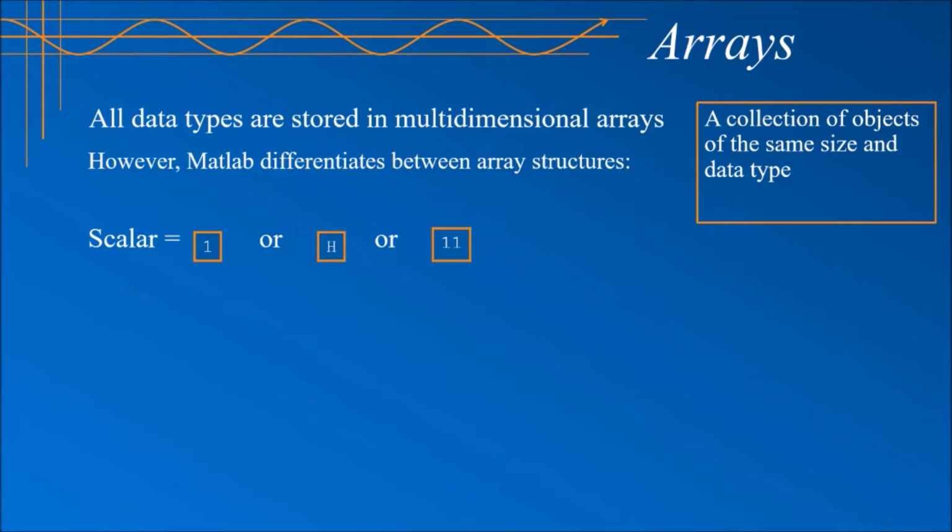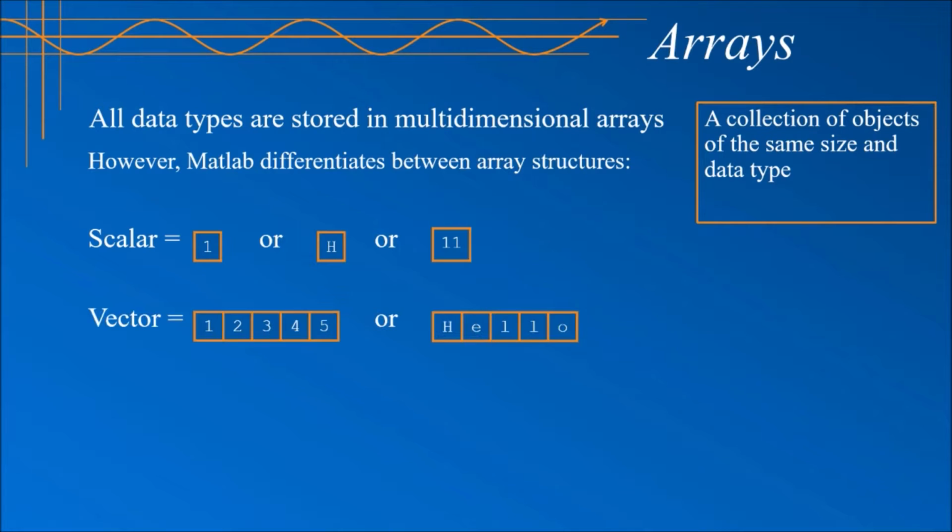Now MATLAB does differentiate between array structures. A 1 by 1 array would be a scalar, and it can, for example, store a number or a single character of a char data type, such as the letter H here. Notice that larger numbers, such as 11, do not take up 2 units of the array, whereas a string consisting of HE, for example, would take up 2 units.